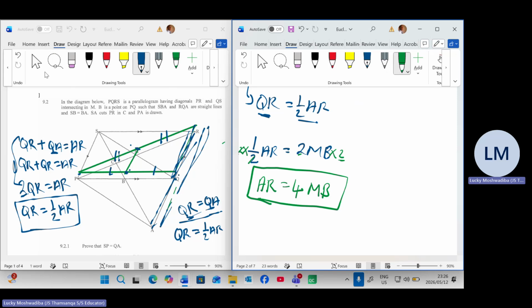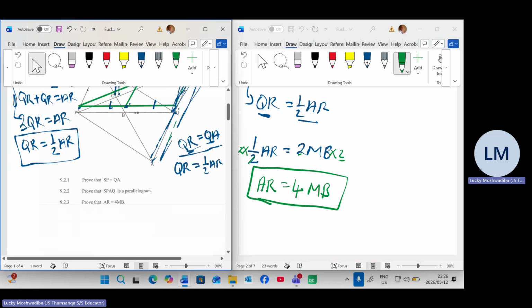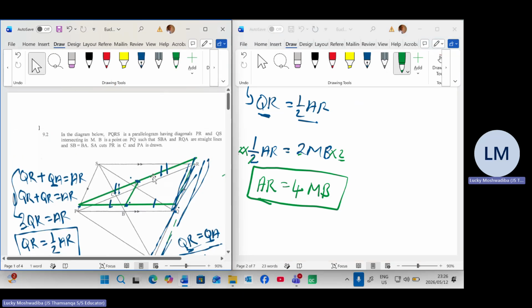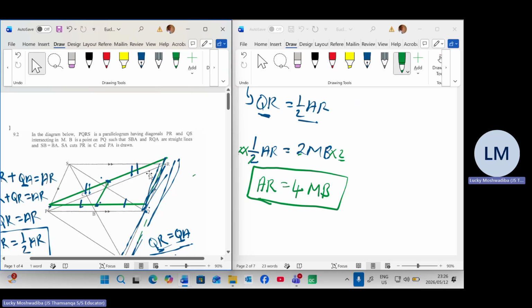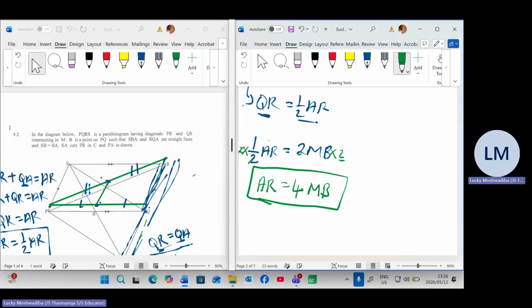We have answered the Euclidean geometry question of grade 10. I think it was taken from the 2016 Gauteng November paper, if I remember correctly.